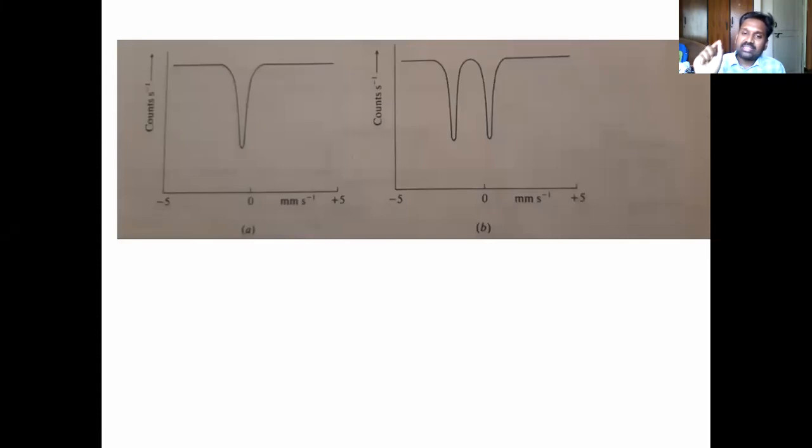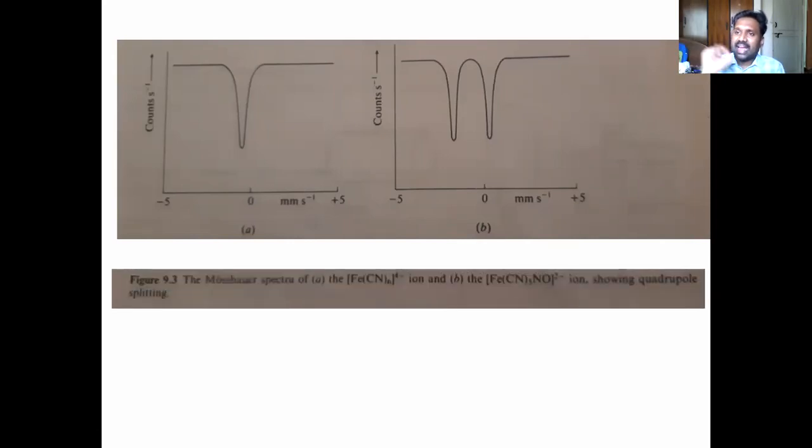But once you replace at least one CN minus with one more ligand, like in sodium nitroprusside, where we have replaced it with an NO ligand, the spherical field becomes asymmetric. In that case, the interacting field is asymmetric and there is an electric field gradient also. So because of these two interactions, you are going to get split energies in the excited state of the iron. Therefore, you are going to see lines due to quadrupole splitting. Do you understand? Okay. So that is how we have to answer this question.